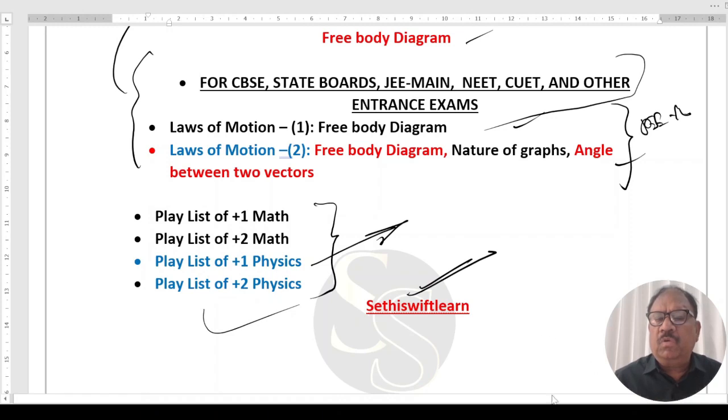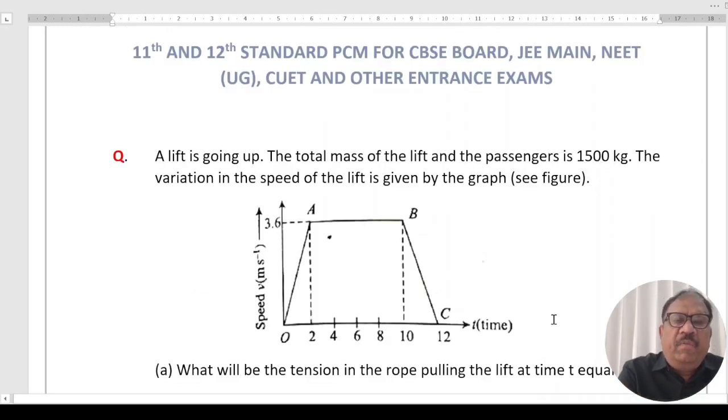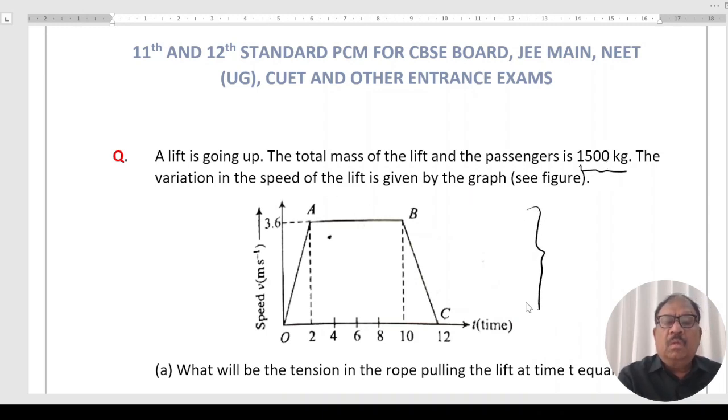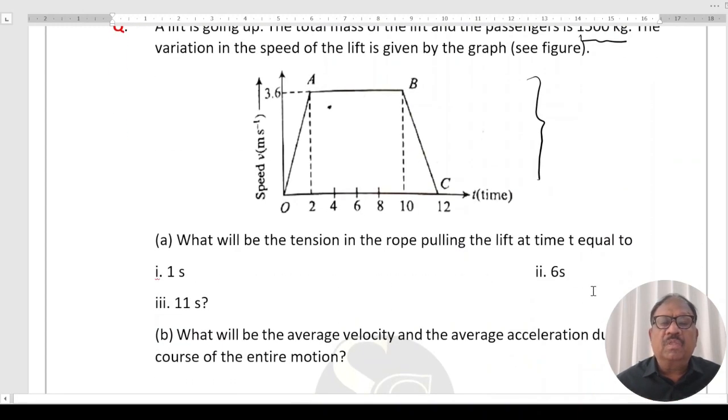Now, let's start with the question. A lift is going up. The total mass of the lift and the passengers is 1500 kg. The variation of the speed of the lift is given by the graph as shown in the figure. What will be the tension in the rope pulling the lift at time t equal to 1 second, 6 second, 11 second?